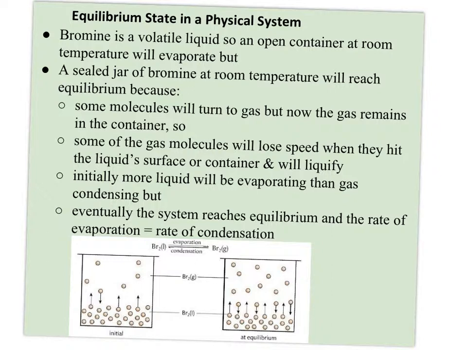So initially you're going to see more liquid becoming gas, but eventually you're going to reach a state of equilibrium where the rate of evaporation and the rate of condensation become equal. And that's what the first and second diagram down here is showing you, that initially when you seal the jar, you've got more of the liquid bromine becoming gas, but at some point that becomes equal.